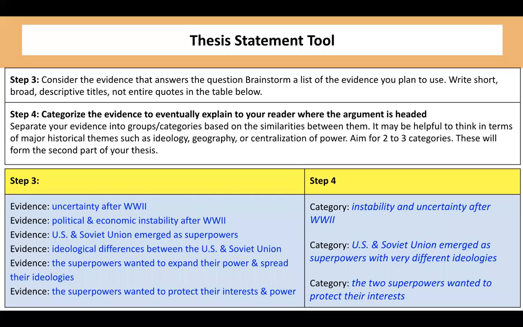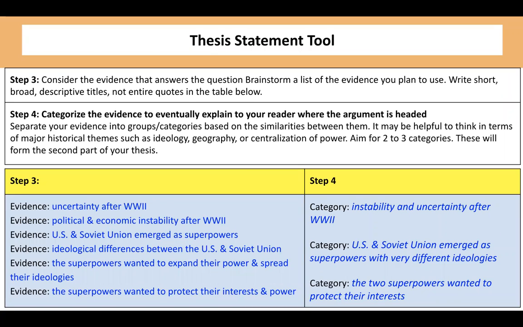And then as I looked more into my evidence, I realized that the US and the Soviet Union coming out as superpowers was really important to the Cold War, but also because they had those different ideologies. And it looked like these two could really come together to make my point stronger. It's a much stronger argument. So my second category is about how the superpowers had different ideologies. And then I looked at the last two and I realized the superpowers really wanting to protect their interests goes with the fact that they were expanding their power and spreading their ideologies.